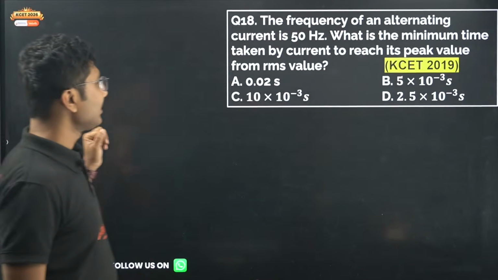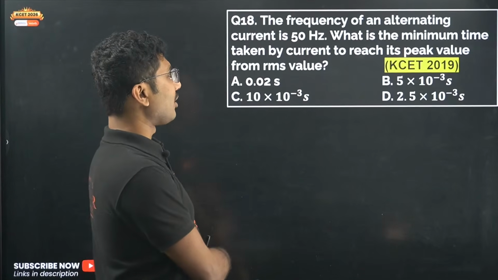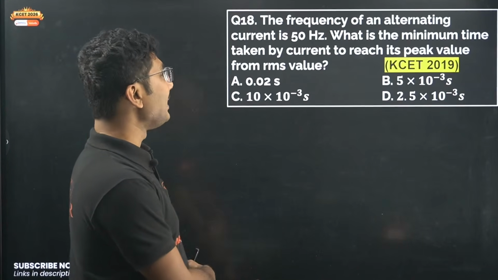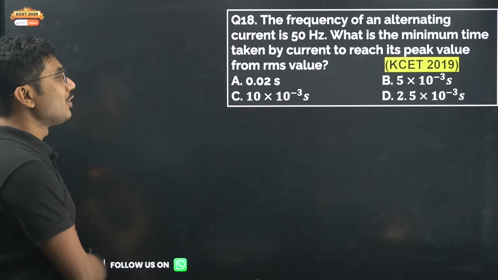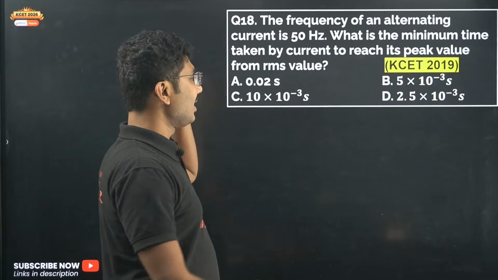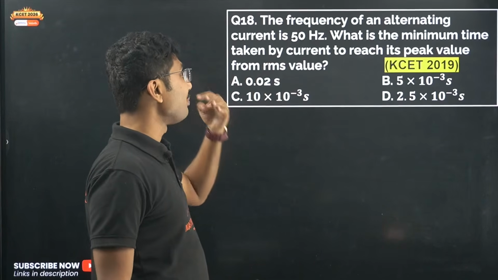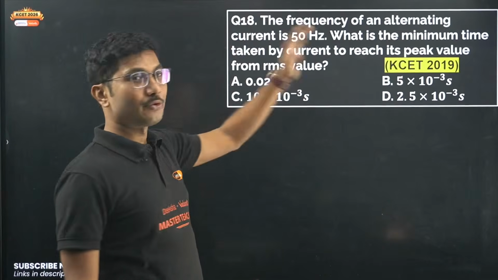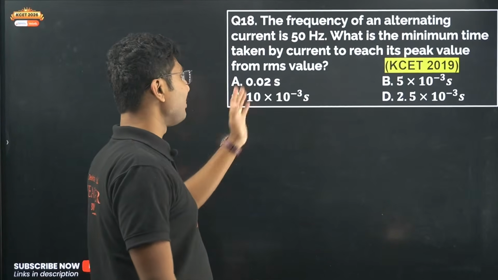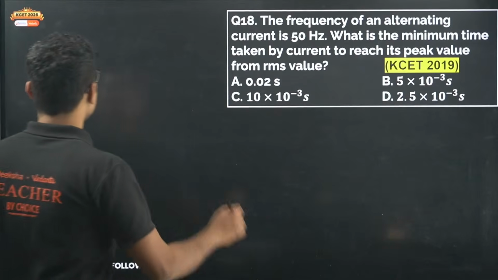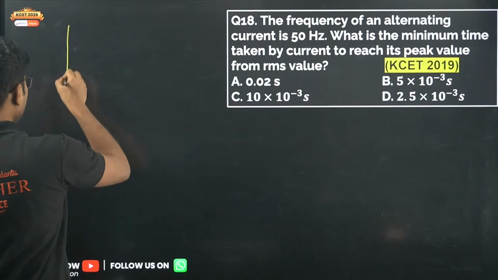Okay, now next, the frequency of an alternating current is 50 Hz. What is the minimum time taken by current to reach its peak value from RMS value? This is the interesting question. Peak value to RMS value, okay, from RMS value to peak value, not from 0 to the peak value. That's why this question is slightly tricky. So let us understand.